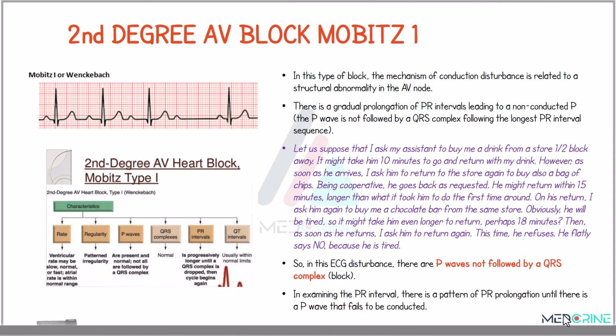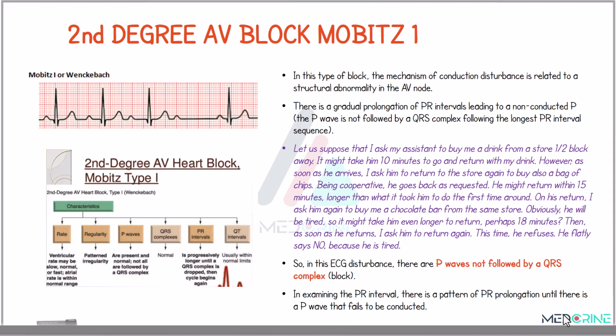Assume that you have an assistant who you sent to buy a drink from a store that is half a block away. It might take that person 10 minutes to go and return with the drink. However, if you add another request, maybe to go and buy a bag of chips, being a good assistant, they will return to the store again. However, this time, they will take a slightly longer time to return, approximately 15 minutes, longer than what they took in the first round.